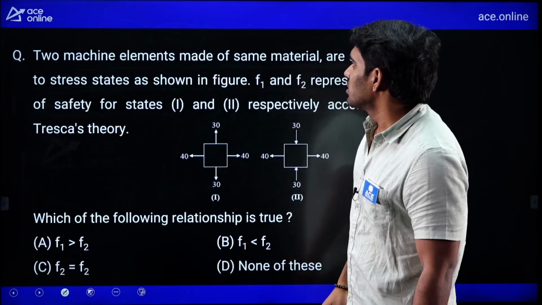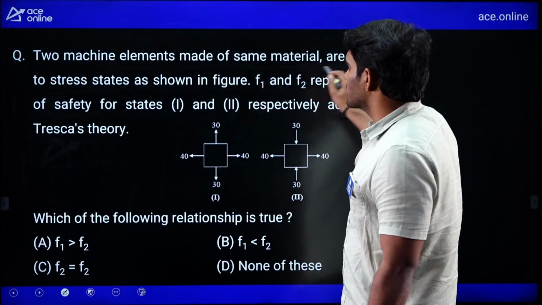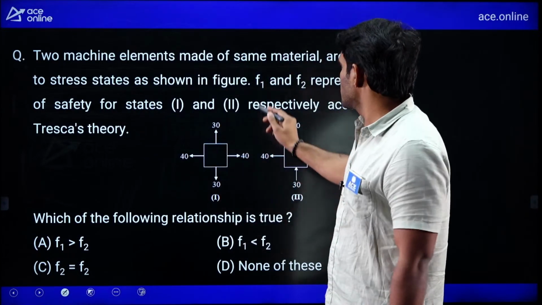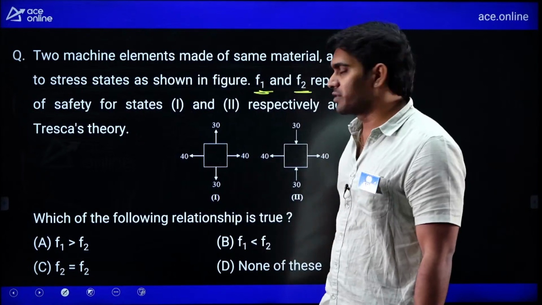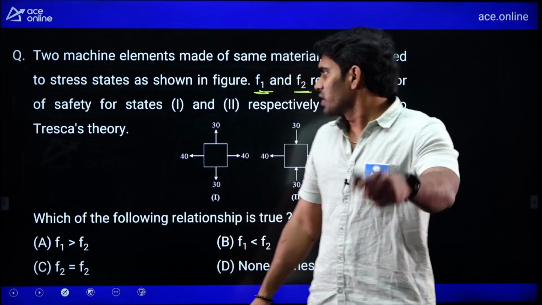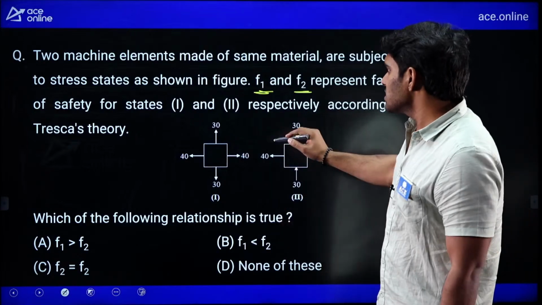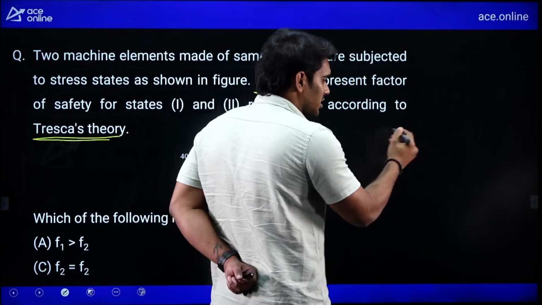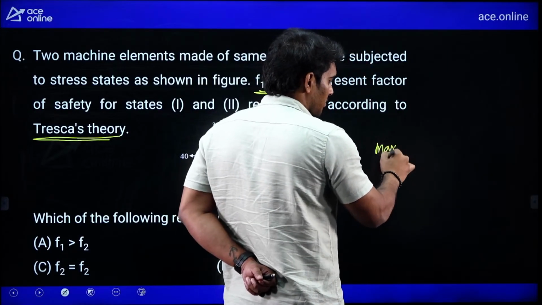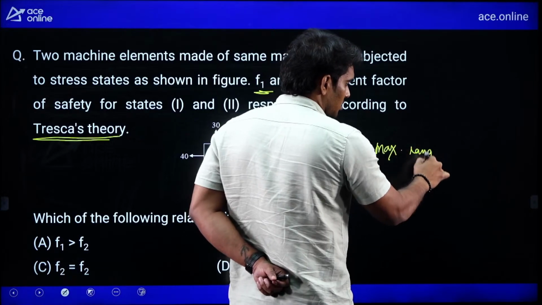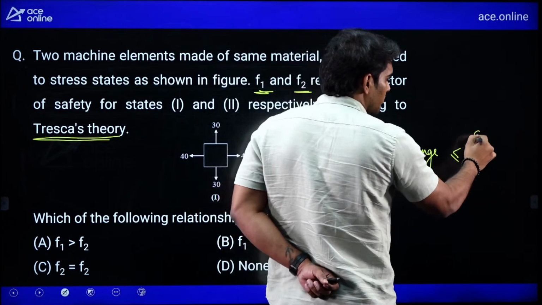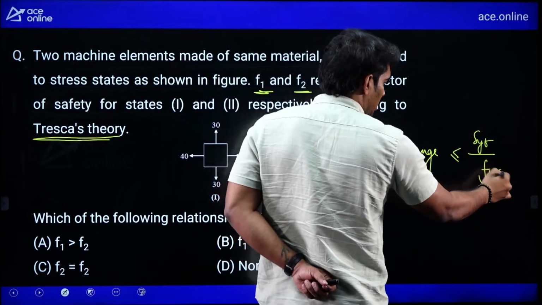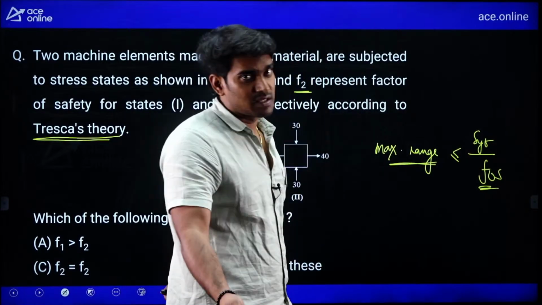Now two machine elements made of the same material subjected to various stress conditions are given here. There are two situations. He is asking us to compare the factors of safety of the first case and the second case. You can notice he is asking us to consider Tresca theory. According to Tresca theory, the maximum range is lesser than or equal to SYT by factor of safety. See here, factor of safety is dependent on the range. More the range, less the factor of safety.